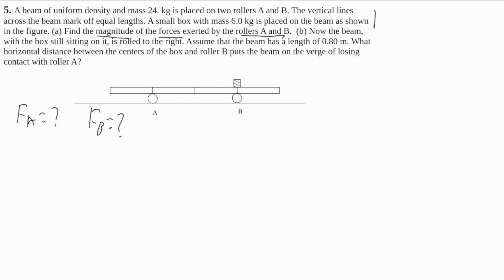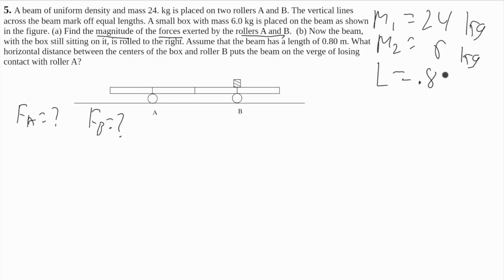I know that the mass of the beam, I'll call M1, is 24 kilograms. I know the mass of the box, I'll call M2, is 6 kilograms. I know the length of this beam is 0.8 meters. And I know that gravity is equal to 9.8 meters per second squared. Now I'm going to say what's positive and what's negative. I'm going to say that up will be positive and down will be negative.